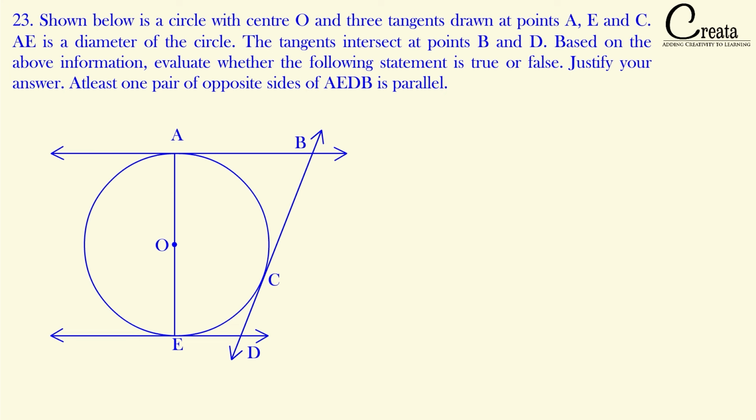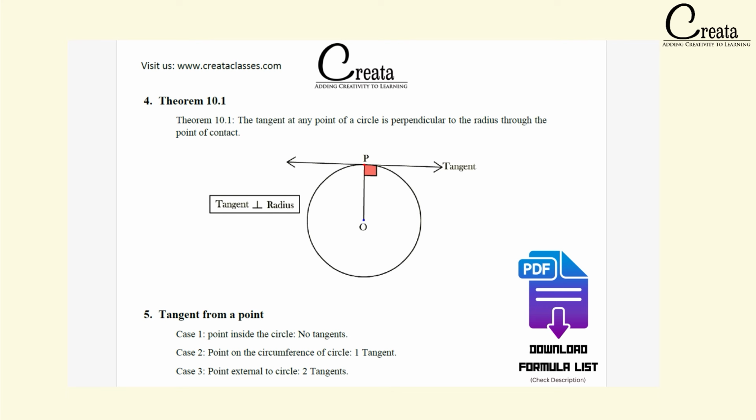Here the fundamental that will be used is that the tangent and the radius are perpendicular to each other. If we talk about this tangent and this radius, both will be perpendicular to each other. This angle will be equal to 90 degrees. This is the concept of the tangent. The tangent and the radius are perpendicular to each other. These concepts of the tangent belong to the chapter circle. We are having a PDF of the formula and concept list. Check out the link in the description.